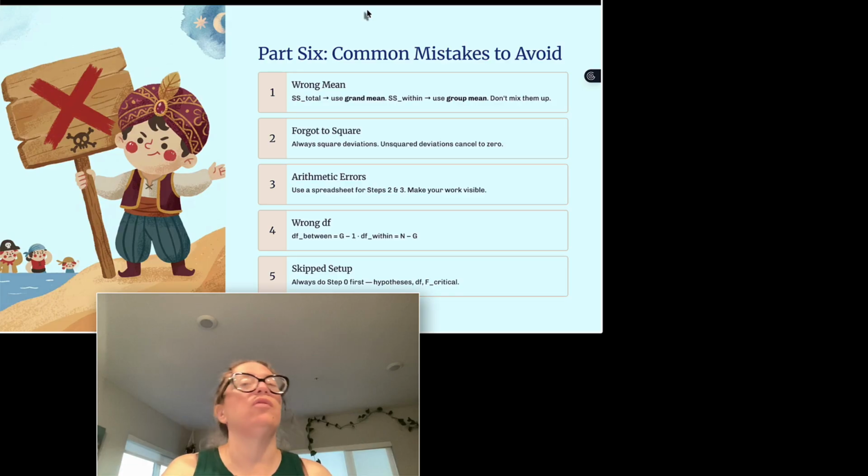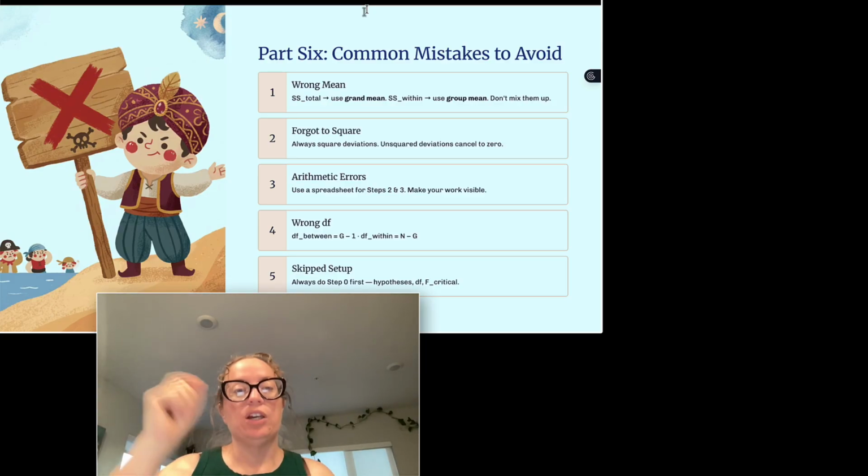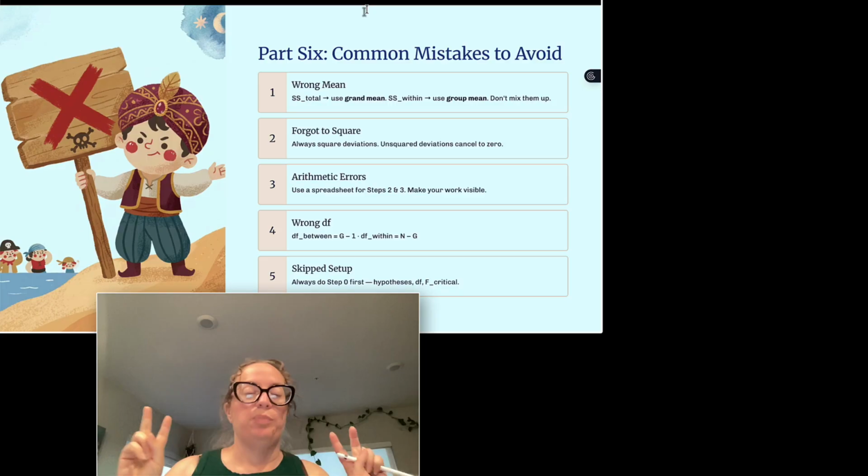So step 2 and 3 involve a lot of arithmetic. It's basic, easy stuff, but it's easy to make a calculator error when you're subtracting large numbers, squaring them, and adding them up across many scores, especially if you start getting tired. So use a spreadsheet, set up columns: score, grand mean, deviation from grand mean, squared, group mean, deviation from group mean, all of that good stuff. Set it all up so that it's easy to see, so it prevents errors and makes your work visible. Or at least if you're doing it handwritten, make columns, make yourself a paper spreadsheet.